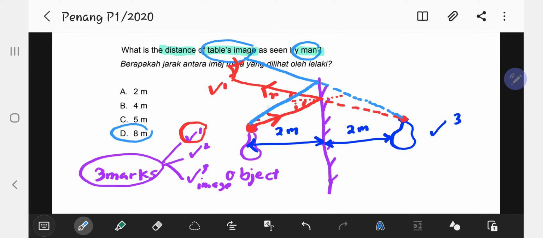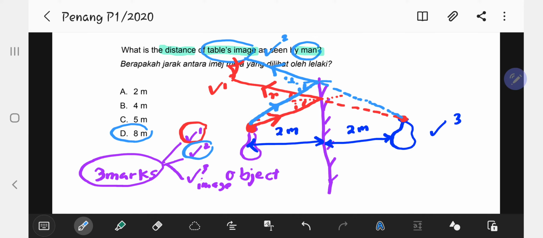Okay, now add in the arrow. So from the object, arrow like that, and then here is the normal line. This is the incident angle, this is the reflected angle, and then the light is reflected like that. Okay, can? Now you already get the second mark for the ray. So you have 3 marks already. This is the second ray, and the third mark is for the image. Can you understand? Alright, hopefully you can understand this.